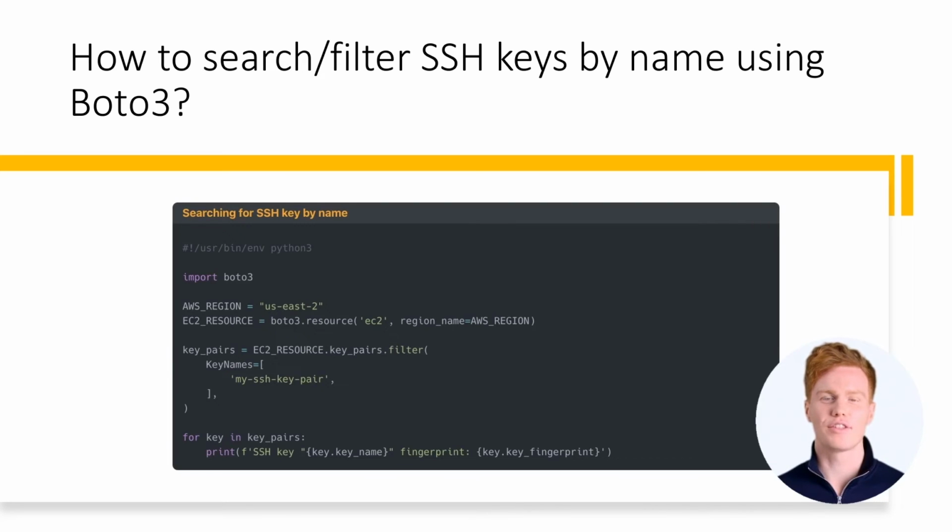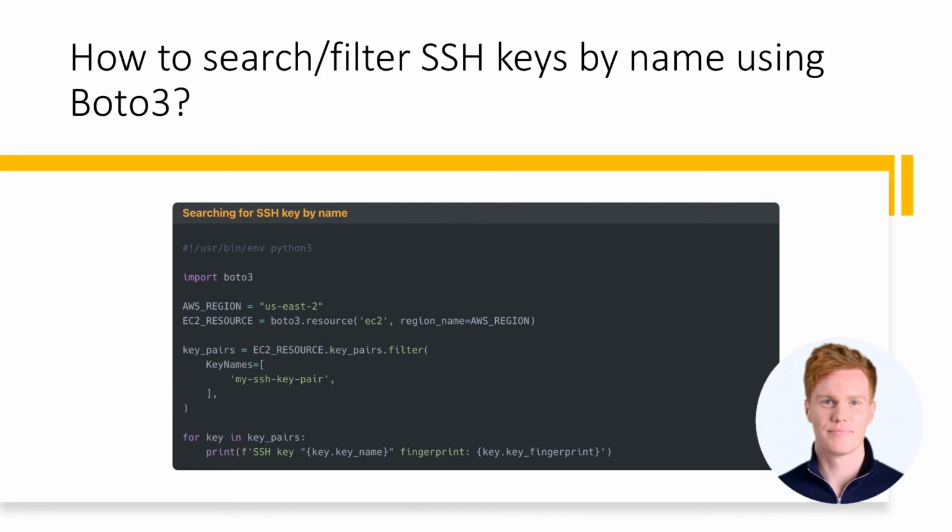The key pairs collection of the EC2 resource allows you to use the filter method to search for specific SSH keys by key ID, name, or tag. Here's an example of filtering the SSH key by its name. This example is similar to filtering EC2 instances, EBS volumes, snapshots, or any other resources you're working with using the Boto3 library.